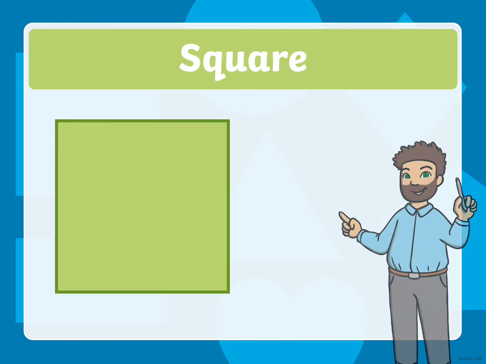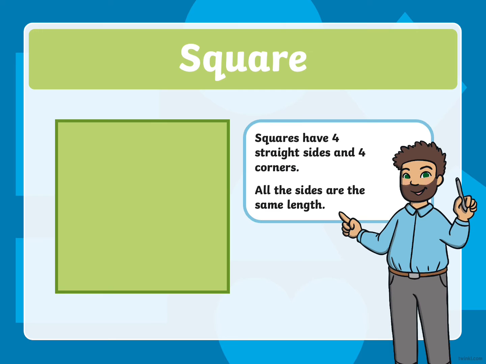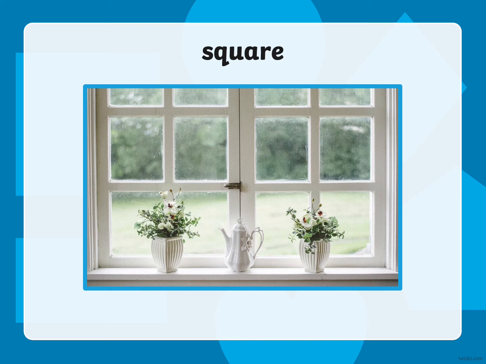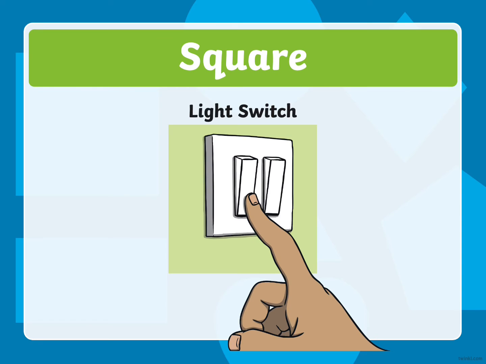The next shape we're going to look at is a square. Squares have 4 straight sides and 4 corners. All the sides are the same length. So if we have a look at this window here, at the very top we can see little squares, and at the bottom we can see bigger squares. And remember, all the sides are the same and they have 4 corners. A light switch is another example of a square.